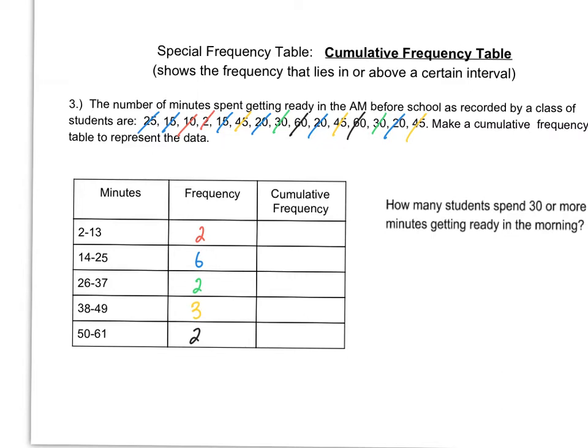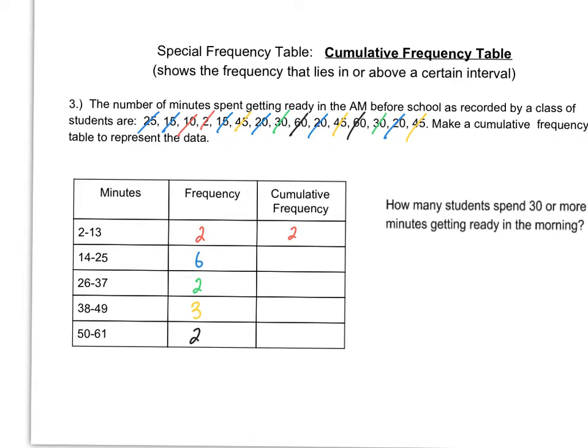For our cumulative frequency, what we're looking at then is cumulative, or a sum of what we have at that point. So I look here, 2 to 13 minutes. How many took 2 to 13? Well, 2 took 2 to 13. And the cumulative frequency, or how many total frequencies I have at that point, is also 2. All right.